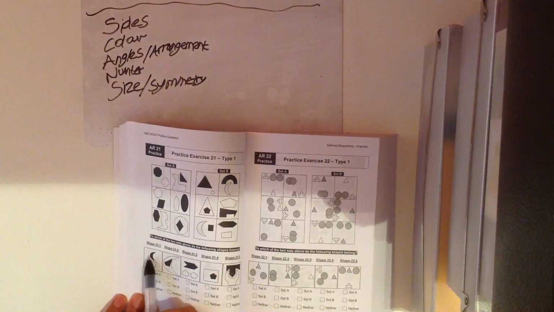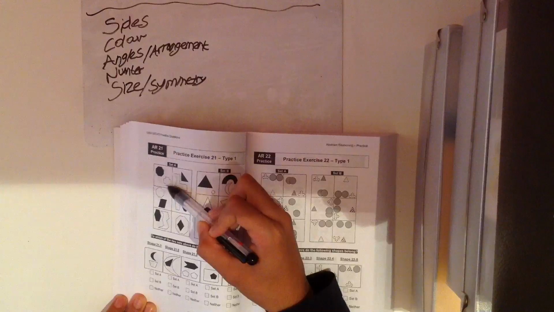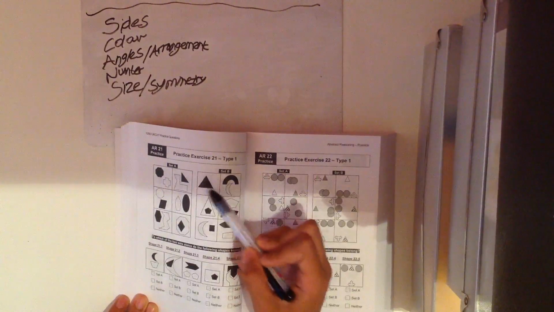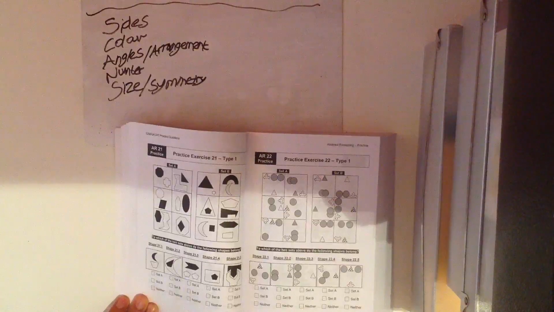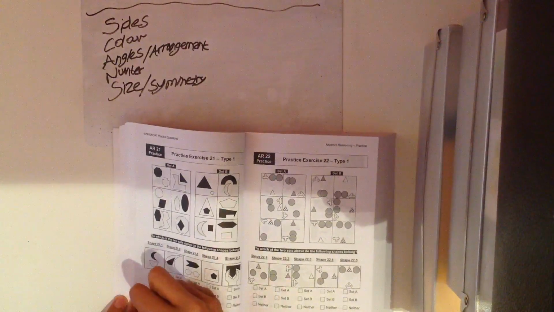So this moon's got 1, 2, 1, 2, 3, 4. So the black one has 2 more. No, sorry, the white shape has 2 more than the black one. Now, in this one, it's the white shape that has more, but it has 4 more. Now, this only has 2 more, and in that one, the black one's meant to have more. So as you can see, this one's going to be a neither. It won't belong to either set of shapes. So just be wary of that.